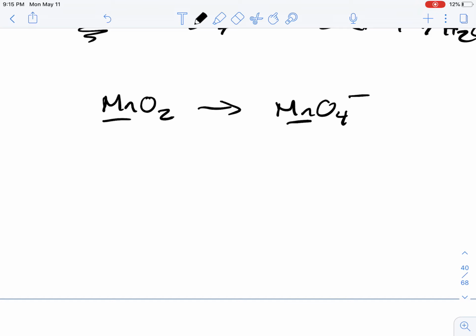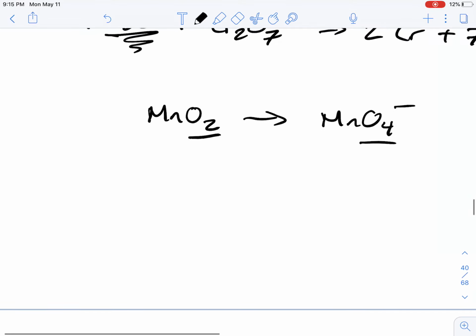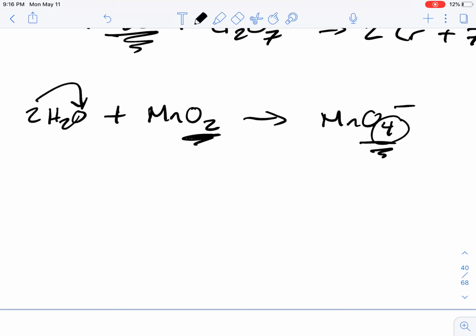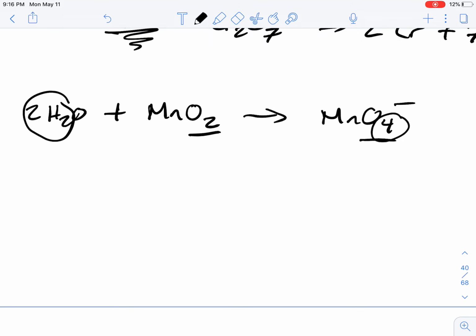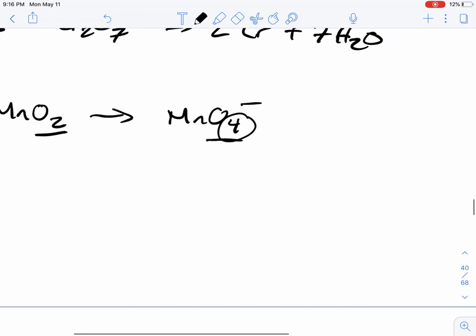First thing is to balance out my non-oxygens, non-hydrogens. They're both balanced, 1 and 1. And so here I have 2 oxygens, here I have 4 oxygens. My oxygens are not balanced. So I need to add 2 water molecules on the left-hand side. And that's going to equal to 4 oxygens. So 2 oxygens plus 2 oxygens is equal to 4 oxygens. Next, I need to add hydrogens. And so I need to add 4 hydrogen ions on the other side.